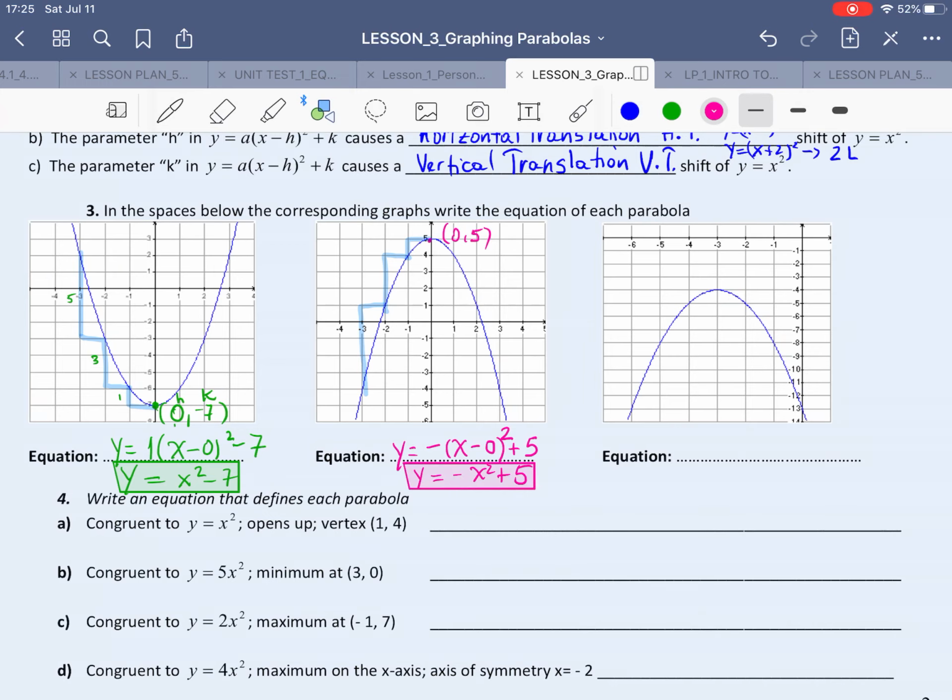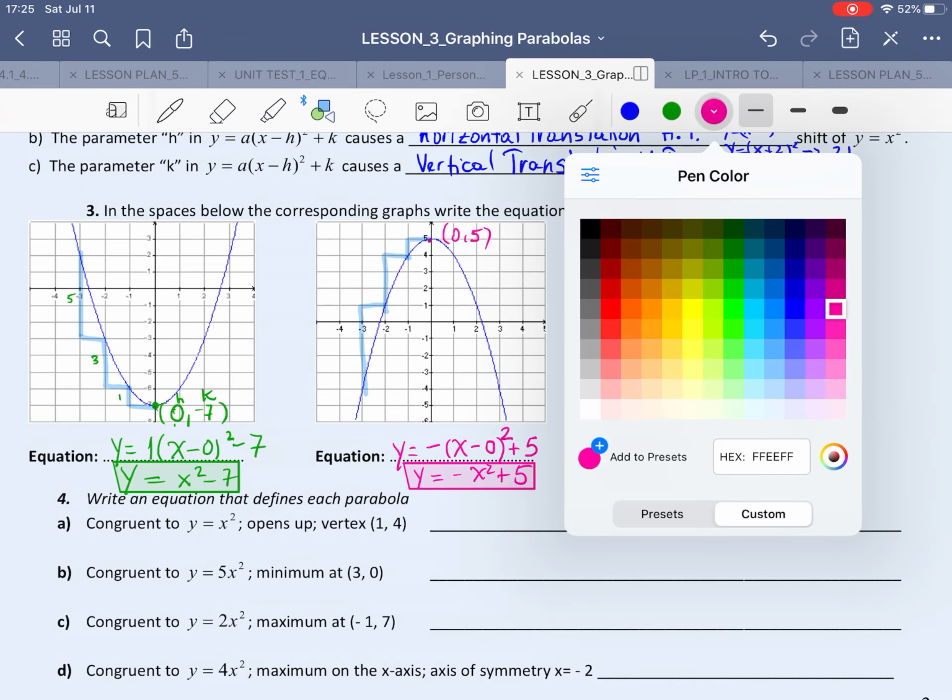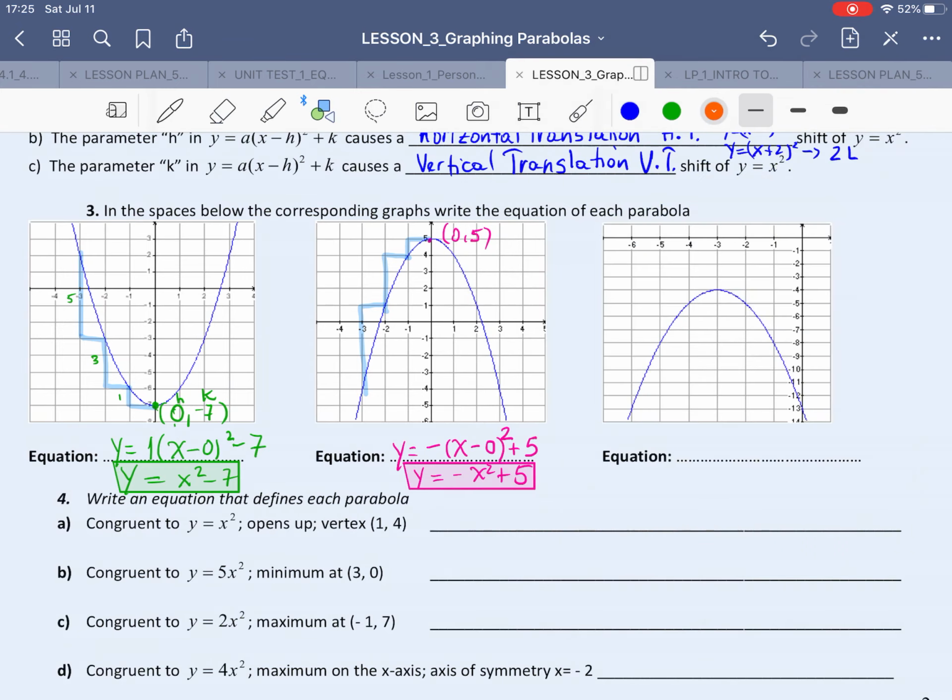In the last equation here, we have a vertex located right at, let's go orange again, x -3, y -4.